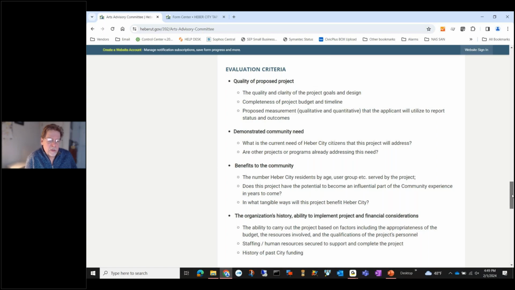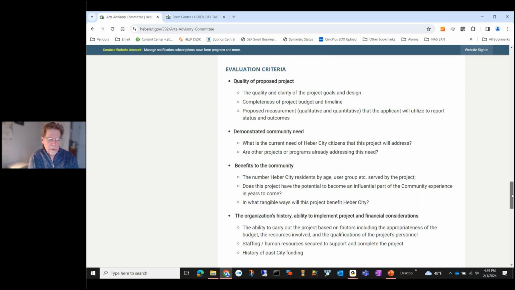And with that, tangible ways the project will benefit the city. And then diving deeper into the organizational history, we're looking for the ability to carry out the project based on the factors, including the budget, resources involved, and the qualifications of the project's personnel. Perhaps you'll be submitting some resumes, or some bullet points of those individuals that are going to be taking over the project or clearly making the project happen.